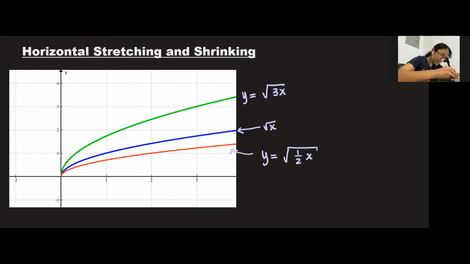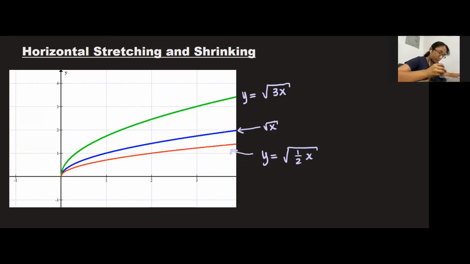Now note the difference between this one and the previous one. For the previous one, we had these constants outside the function, and 1/2 was also outside. But now for this one, they're actually inside along with your independent variable x. So that's what makes it a horizontal stretch and shrink. Well, now let's take a look at it closely.